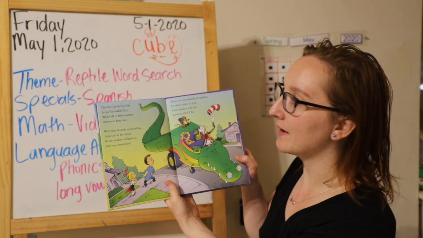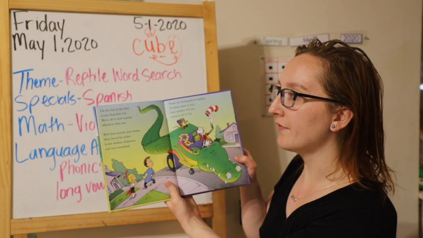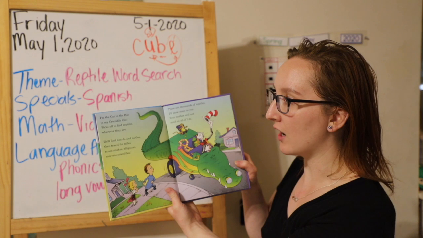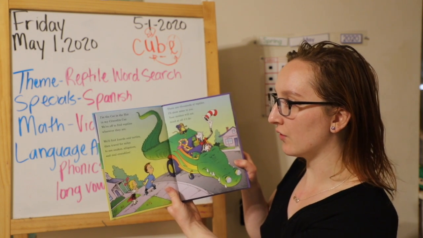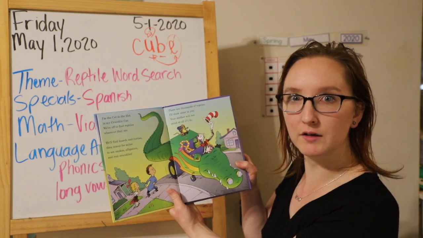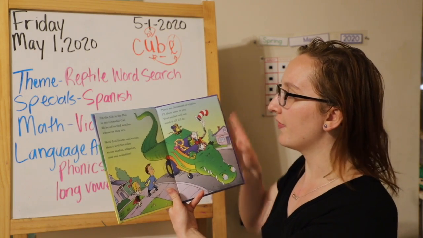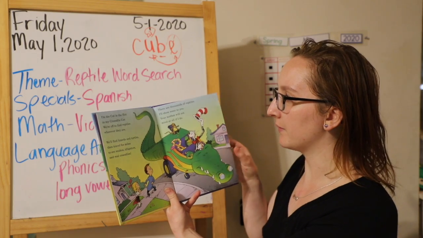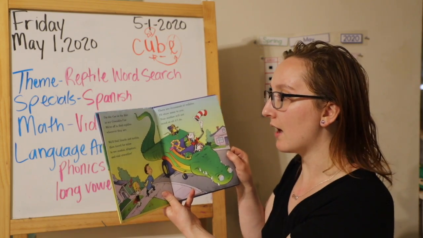I'm the Cat in the Hat in my crocodile car. We're off to find reptiles wherever they are. We'll find lizards and turtles, then travel for miles to see snakes, alligators, and real crocodiles. There are thousands of reptiles. I'll show some to you. Your mother will not mind at all if I do.